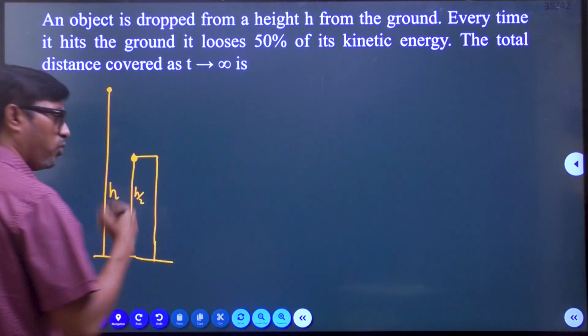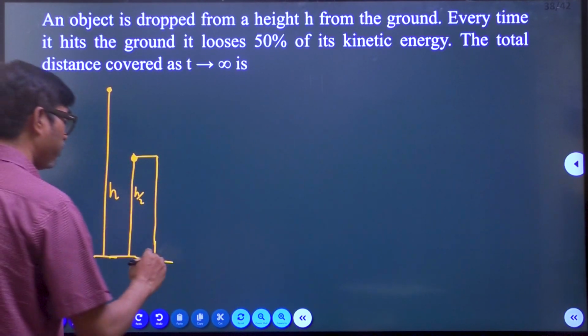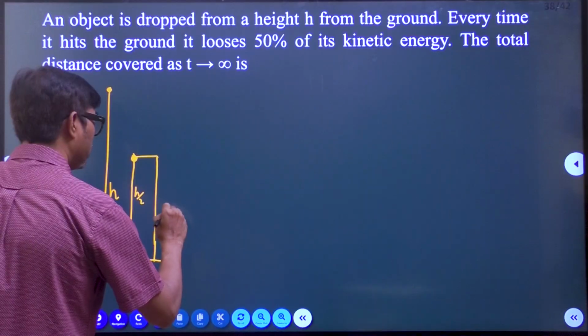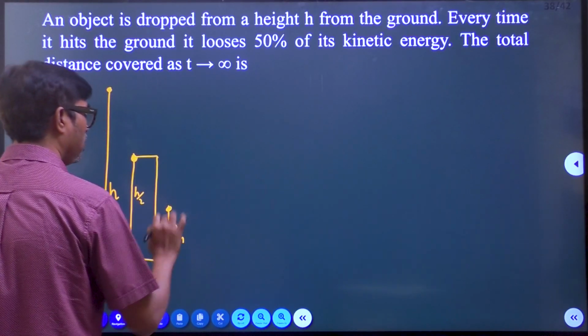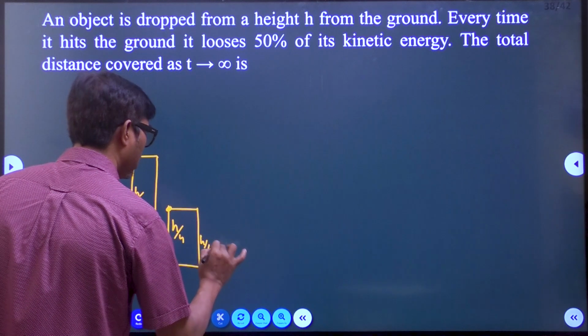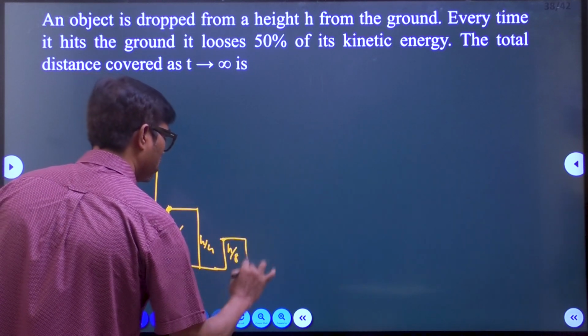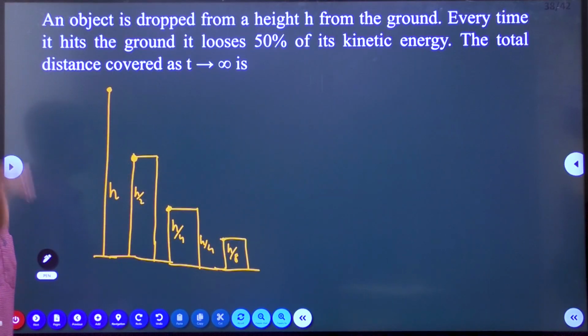After that, it is going to have one more hit. Then it will lose a further 50% of whatever is left. That means it rises to only h by 4. Then it falls back from h by 4. All right. Then on the next collision, it will go to only h by 8 and so on. Right? You will get a geometric series like this.